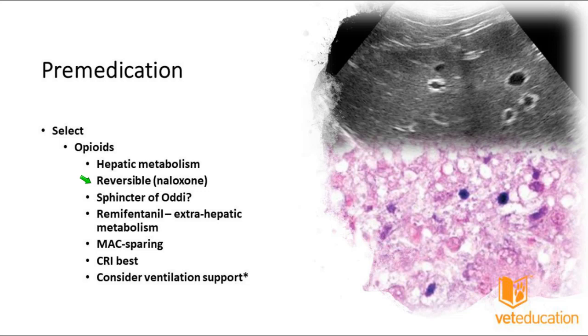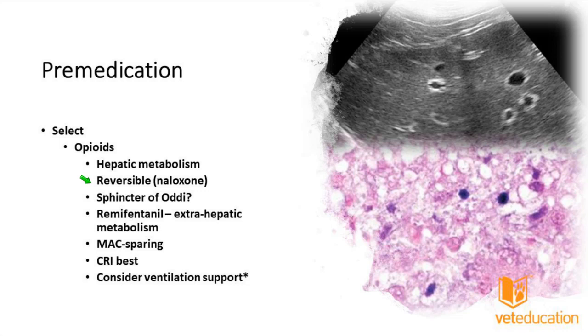They are mostly metabolized in the liver. They are, however, reversible with naloxone. So if you happen to give a dose that's a little bit high, or you give a standard dose and your patient has an unexpectedly exaggerated response to that drug, you can reverse it with naloxone.